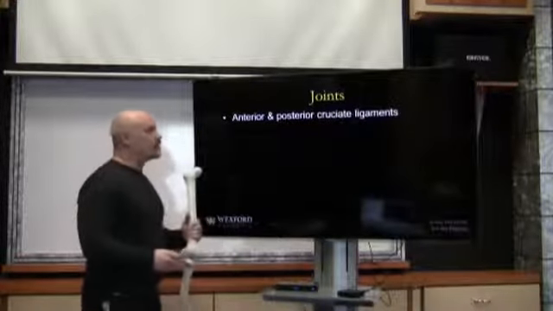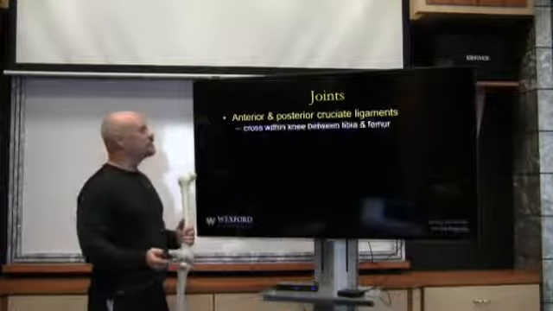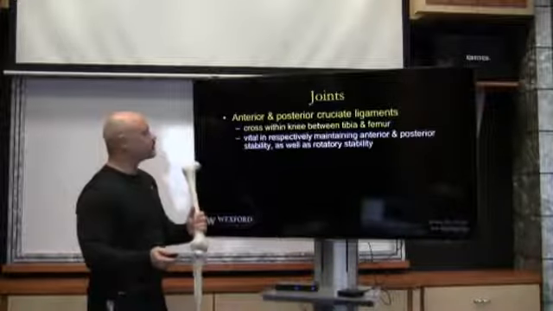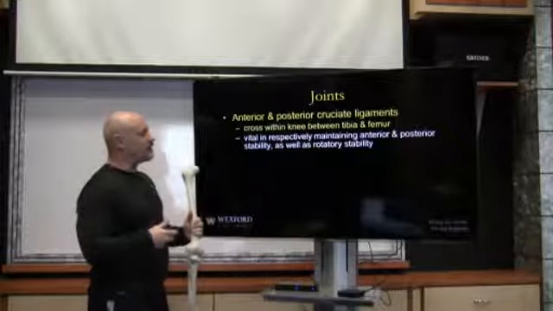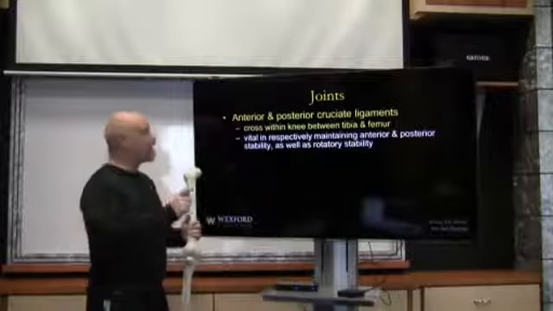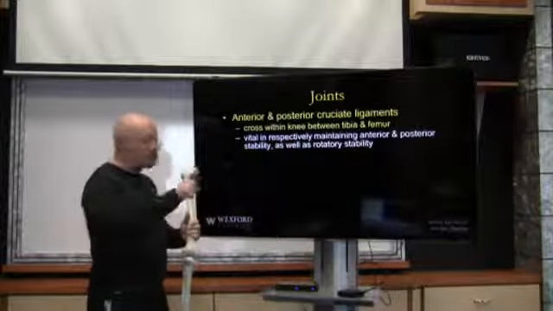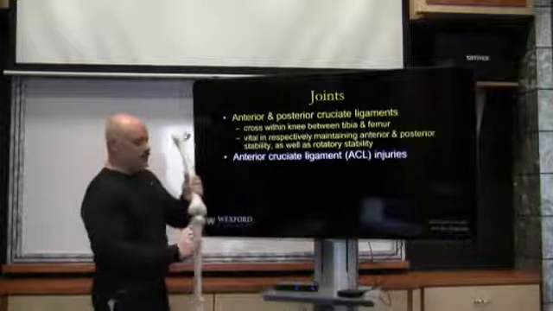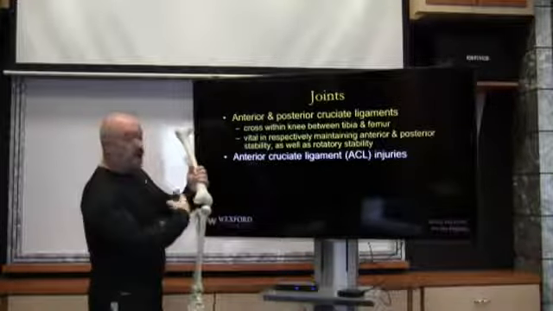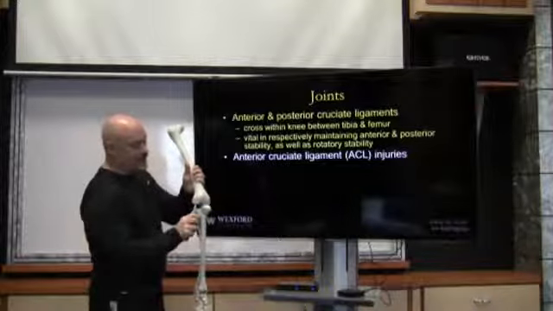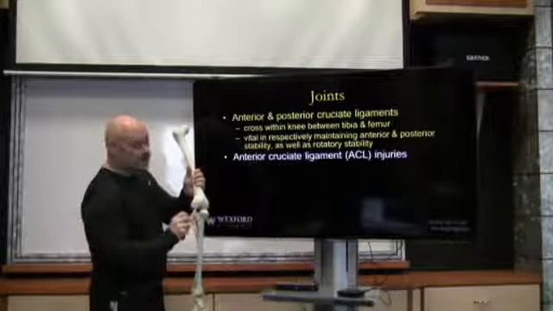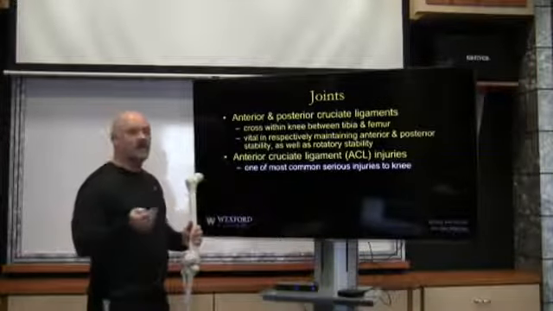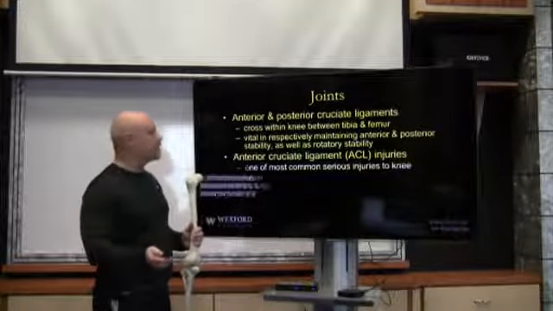Now the anterior and posterior cruciate ligaments cross the knee between the tibia and femur. Now this is vital in maintaining anterior and posterior stability, forward and backward, as well as rotary stability. Now the anterior cruciate ligament starts on the front and goes to the back and attaches on the back. It keeps the lower leg, the tibia, from sliding forward. It's one of the most common and serious injuries to the knee.